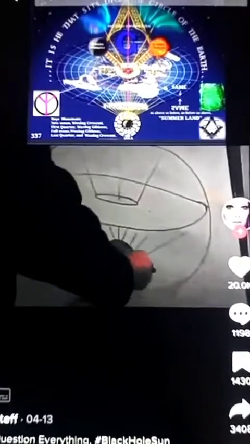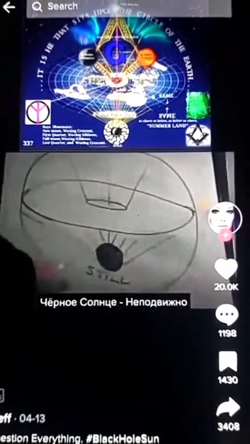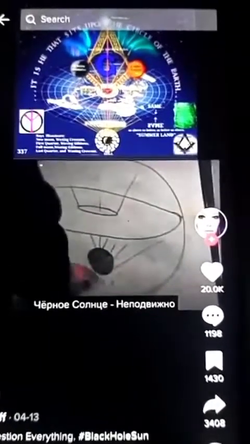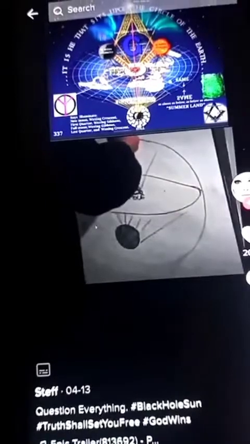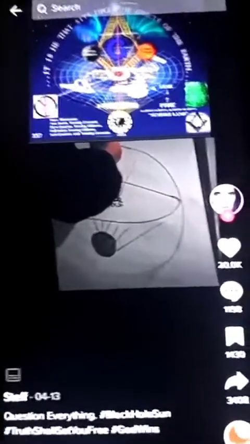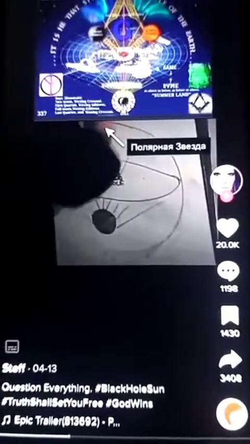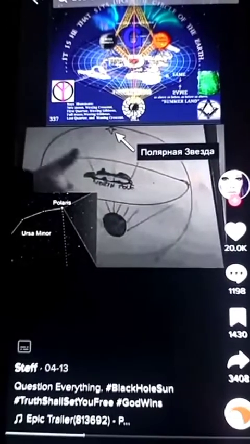Below he writes, still. One of the possible meanings of this black circle may be the black sun. He draws reliefs on the edge of the hole and writes North Pole. And above this hole, inside what would be the celestial vault, he draws a star, the polar star or Polaris.